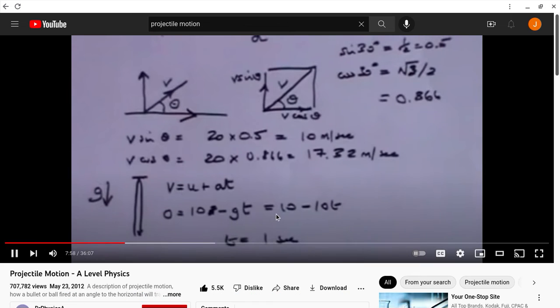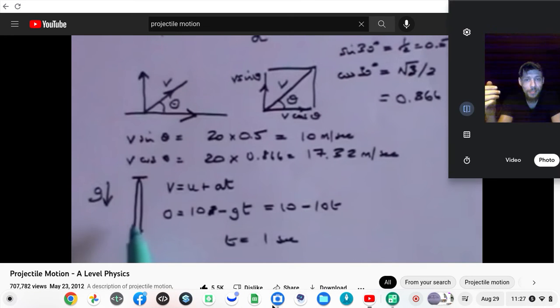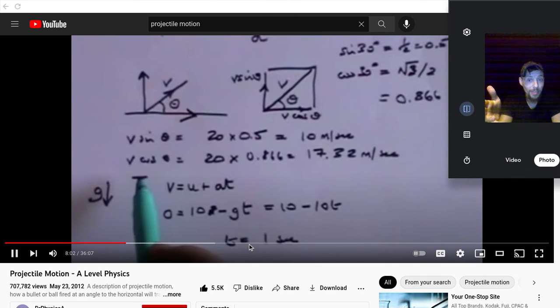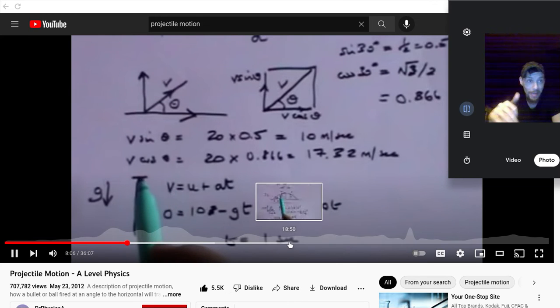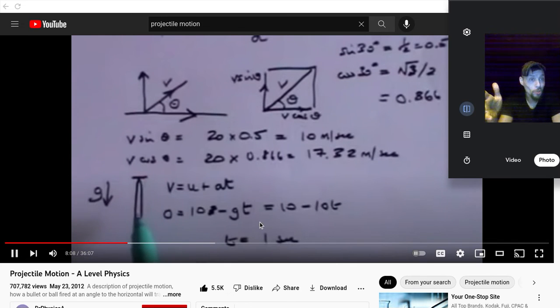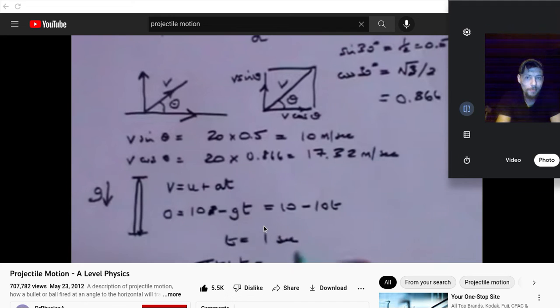1 second. In other words, it takes 1 second for the ball to get to the point where it stops, and then it starts coming back down the other way. Of course, the math going down is exactly the same, so it will take 1 second to get back down to the ground again. So the total time for going up and down is 2 seconds.